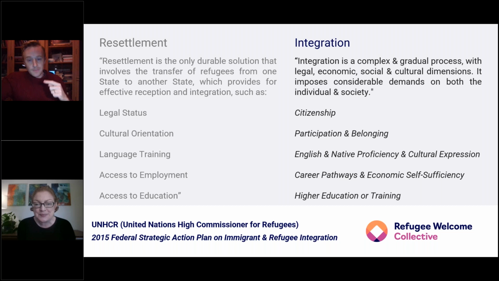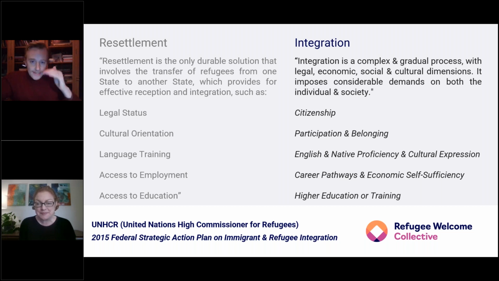Being able to fully participate in your local area and feel a sense of belonging to the US, to your local area. Being able to have that English proficiency that you need in your life, but also be able to continue to improve your knowledge of your native language and use that and teach that to your children. Being able to express yourself and your culture and enrich the culture of your local area.